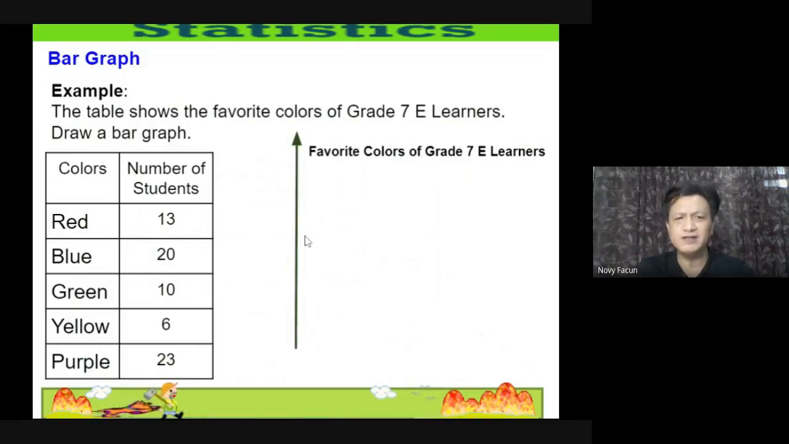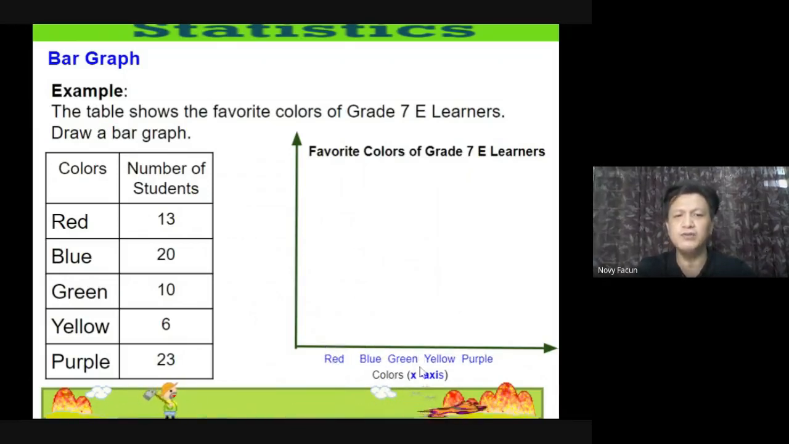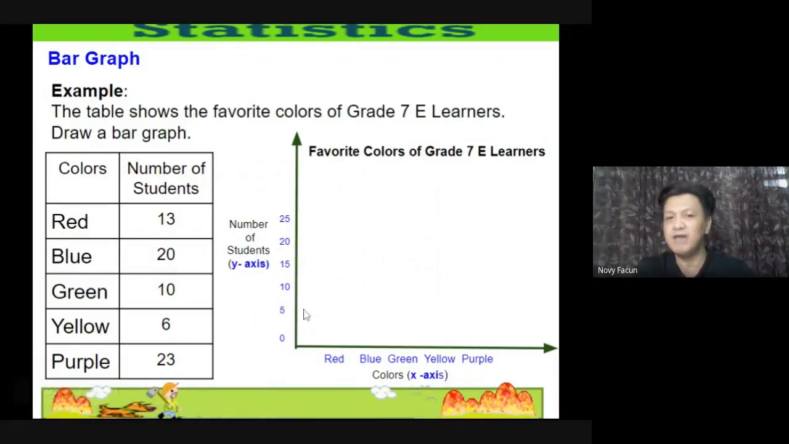Then we construct a vertical line and a horizontal line. This is the independent variable, the colors: red, blue, green, yellow, purple. On the vertical, we have the number of students who like each color. That's called the y-axis. Let's say our counting is by 5: 0, 5, 10, 15, 20, 25. It can also be by 1, by 2, by 3, it's up to you, as long as you can plot it accurately.